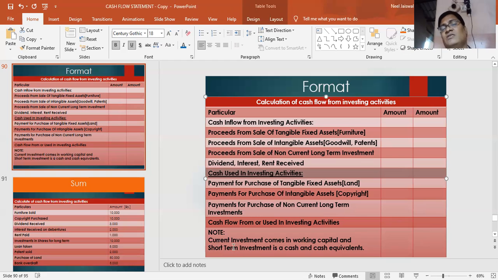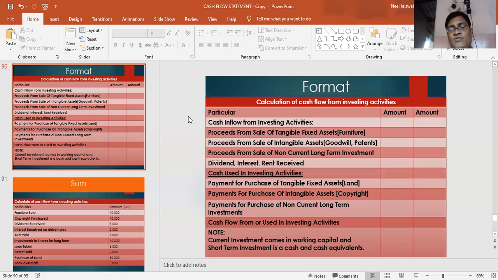As I already told you, current investment comes under working capital and short-term investment under cash and cash equivalents. Any other item which does not come here, we will not record here. Investing only reminds us about fixed assets, investments, and income received from these. That's all.